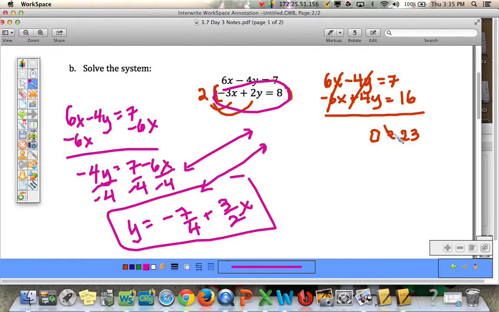So when you get 0 equals some number it doesn't equal, it means your lines are parallel, and we say there's no solution. And the reason there's no solution is there's no point of intersection. That would be the solution where they cross.